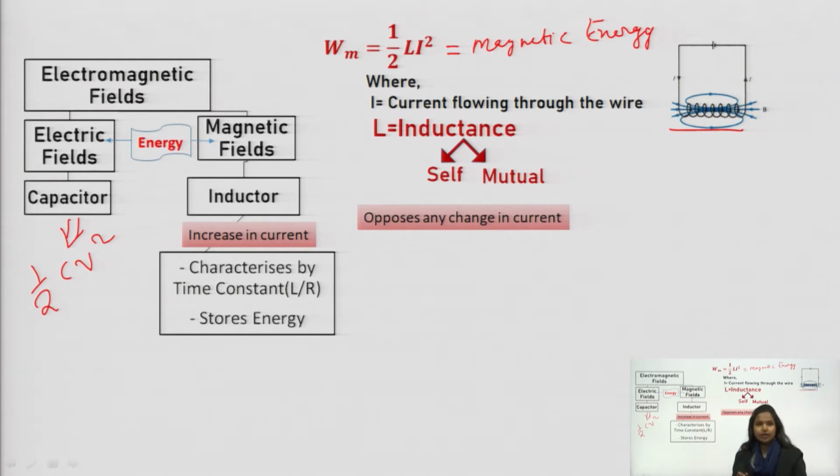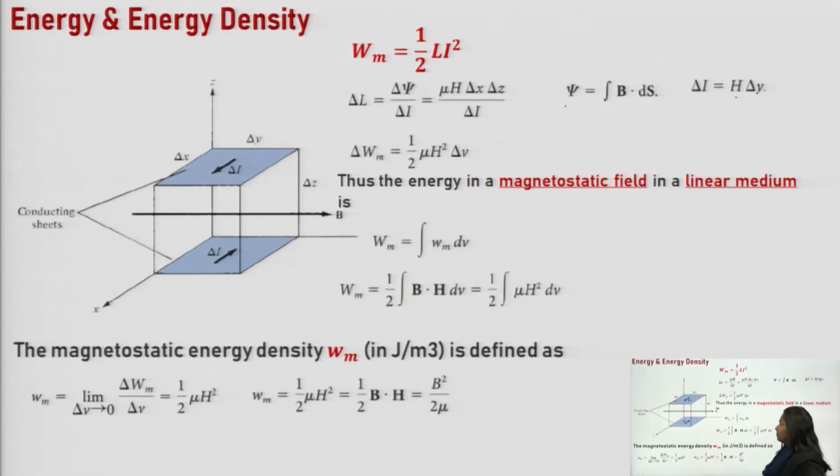But here we are studying electromagnetic fields. So, we need to express this energy, electromagnetic energy, in the form of electric field or magnetic field. In order to express this magnetic energy with the help of magnetic fields, we have two kinds of fields. One is B, which is known as magnetic flux density. Another one is H, which is known as magnetic field intensity.